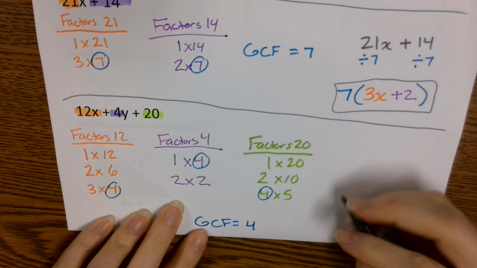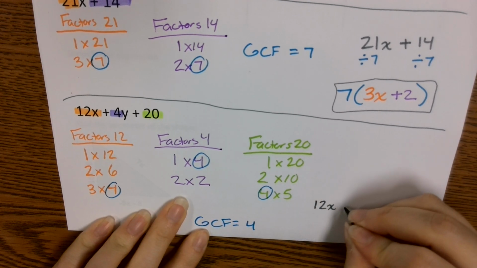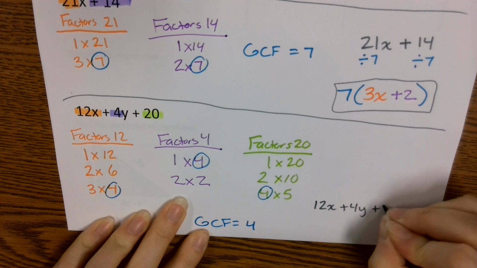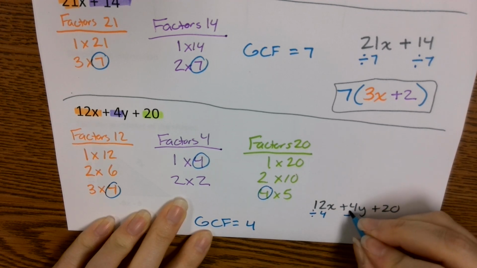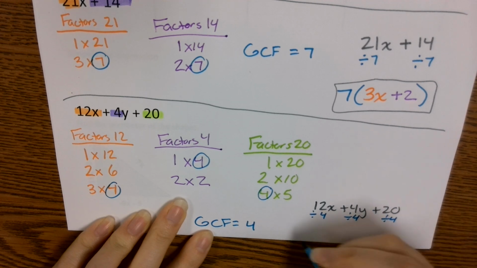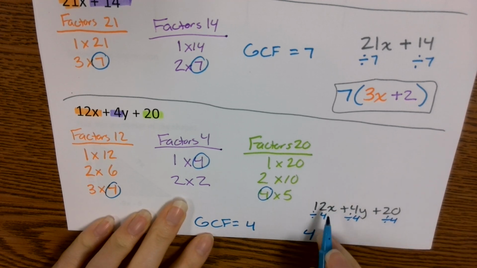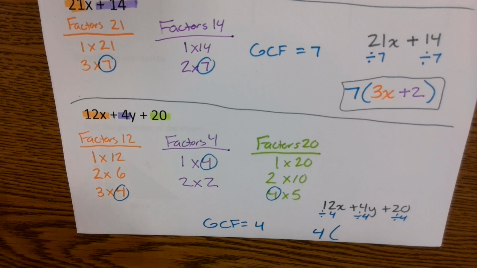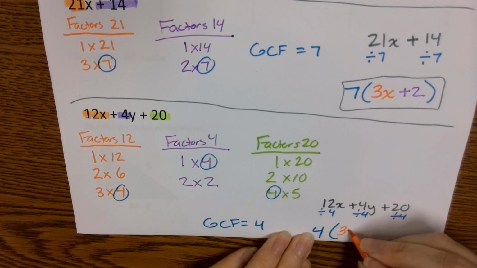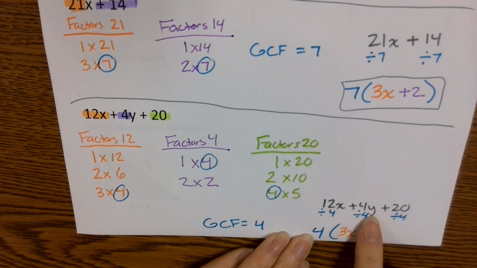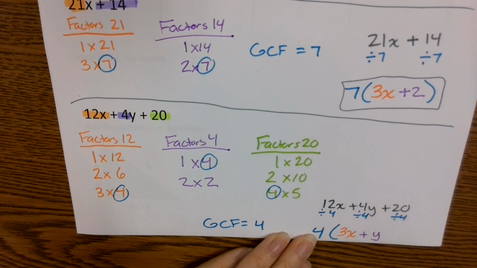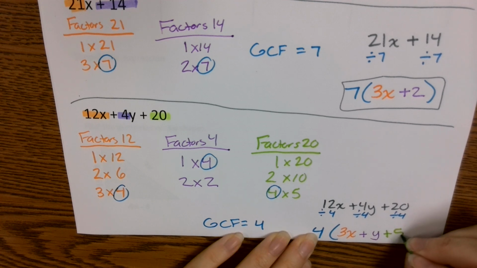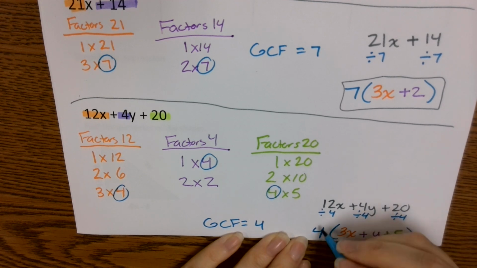So when we divide this whole thing out, 12x plus 4y plus 20, we're going to divide each of those terms by 4 and pull the 4 onto the outside. So 12x divided by 4 is going to give us 3x. 4y divided by 4 is just going to give us 1y, or y. And then 20 divided by 4 is going to give us 5. And there's our final answer.